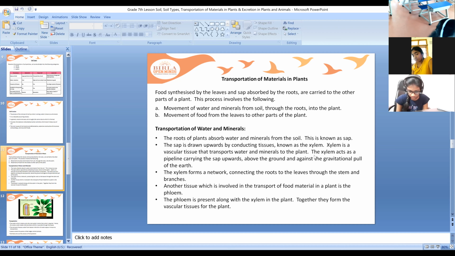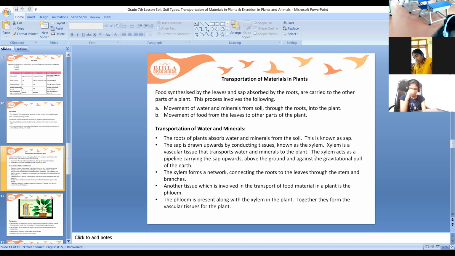And they play a major role in providing the nutrients and minerals from the soil to the different parts. They supply these minerals and water. These minerals are carried through the roots into the plant with the help of the stem. So how this transportation is carried out, how they transport these minerals from the water to the different parts of the plant, we'll discuss today.